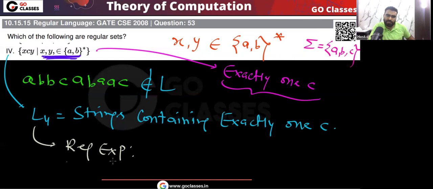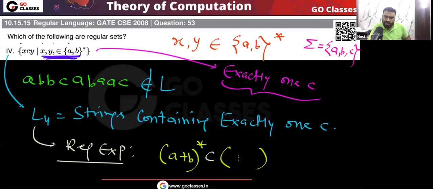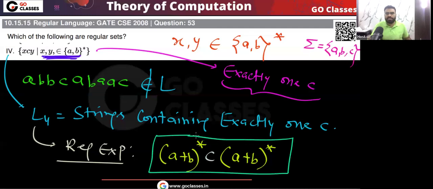The regular expression will be what? That is very simple. There is exactly one C. So here, what can we put? Here we can put any string of {a, b}, and here we can put any string of {a, b}. This will be your regular expression. Is this clear? So this language is regular, and I can say this language L4 is a regular language.